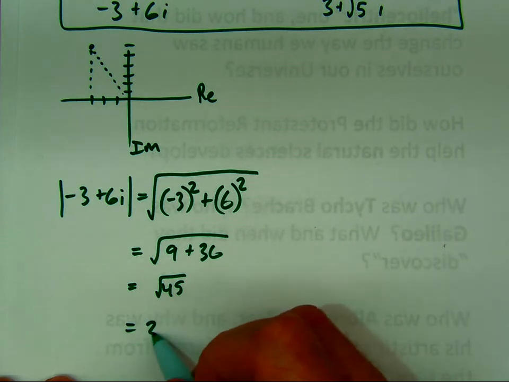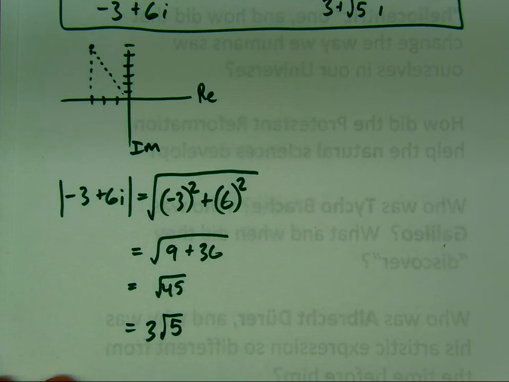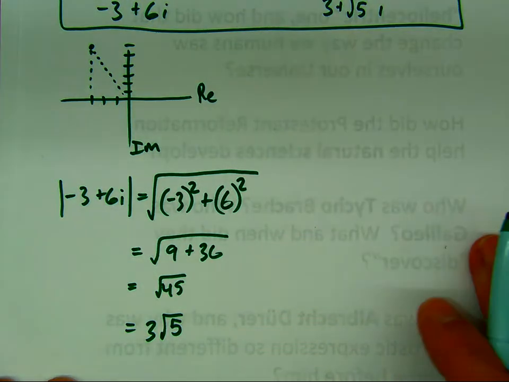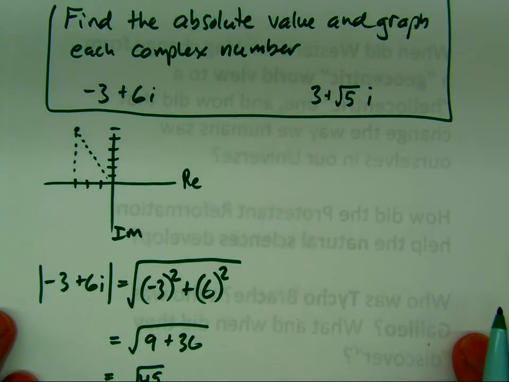Take out a 9, and 3 radical 5 is the length of the hypotenuse in that graph. And okay, you try the other one. Pause the video.